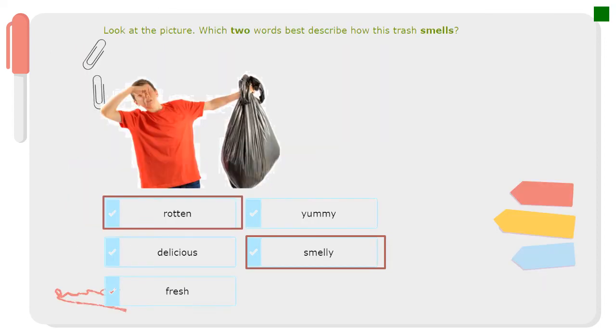Look at the picture. Which two words best describe how this trash smells? Delicious, yummy, or rotten and smelly? Rotten and smelly. So now we know how to include sensory words that tell how things look, sound, taste, feel, or smell.